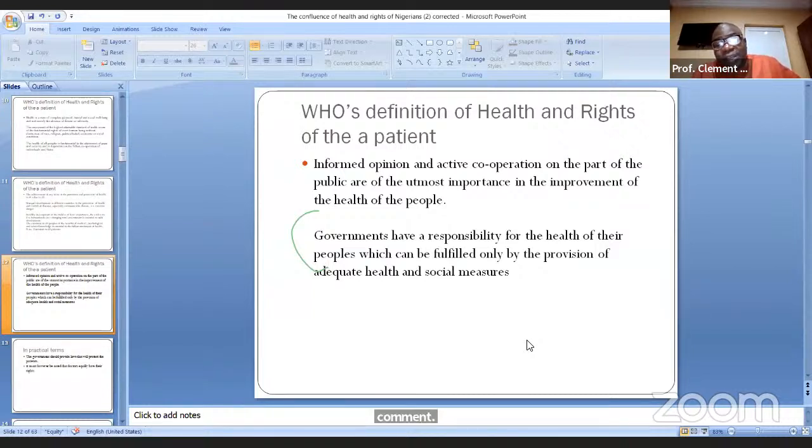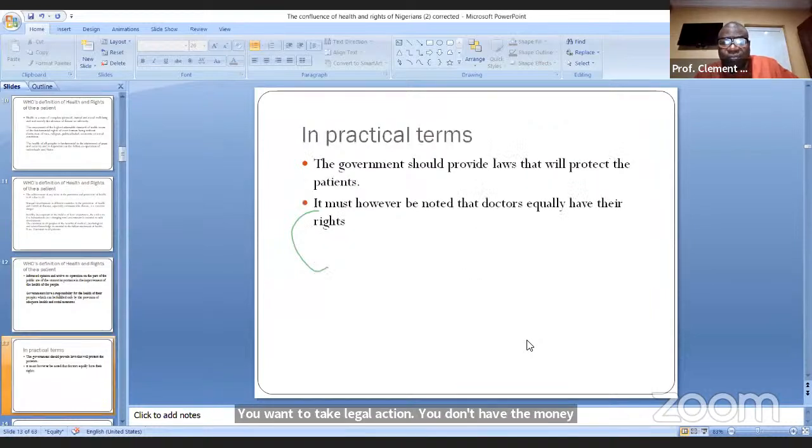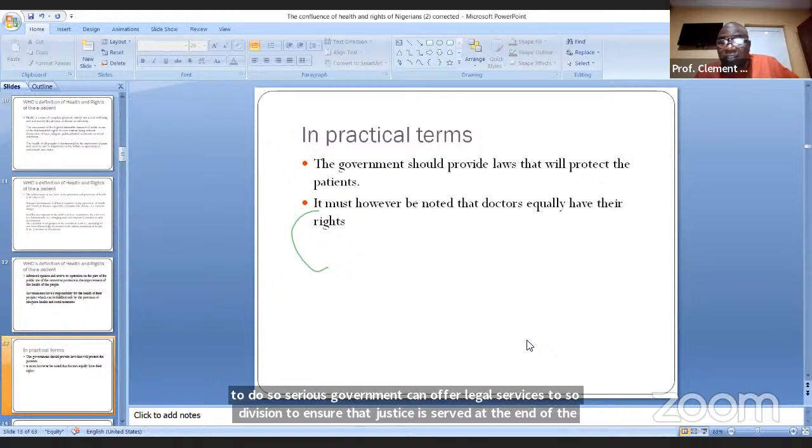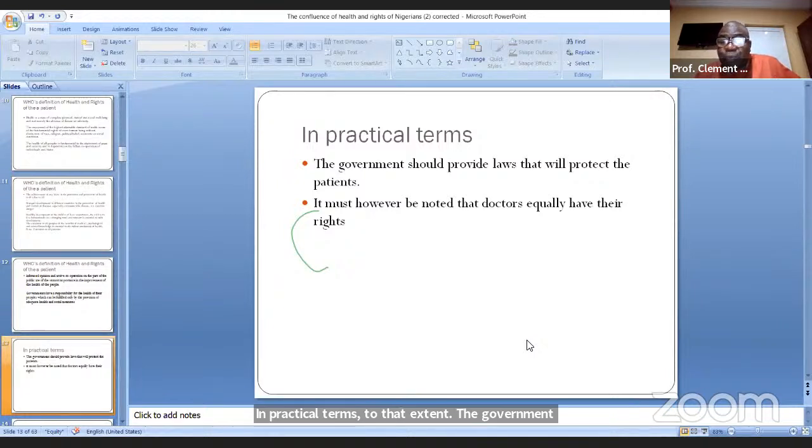Governments have a responsibility for the health of their people, which can be fulfilled only by the provision of adequate health and social measures. Social measures: the patient is mismanaged, he doesn't have the money to take legal action, the government can be there to support. That's a part of social measure. You are mismanaged in a hospital, you want to take legal action, you don't have the money to do so. A serious government can offer legal services to such a patient to ensure that justice is served at the end of the day. In practical terms, to that extent, the government ought to provide laws that will protect the patients. There will be laws in place. Otherwise, doctors can practice anyhow they want to practice.